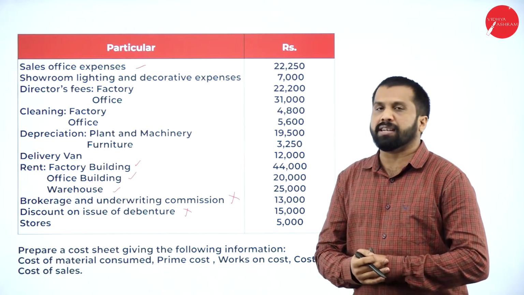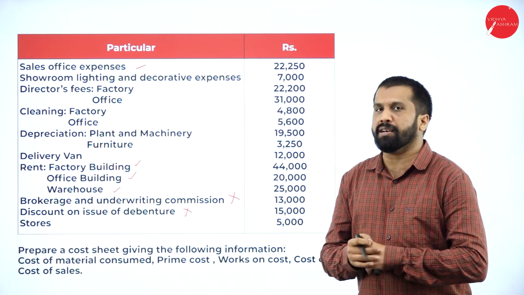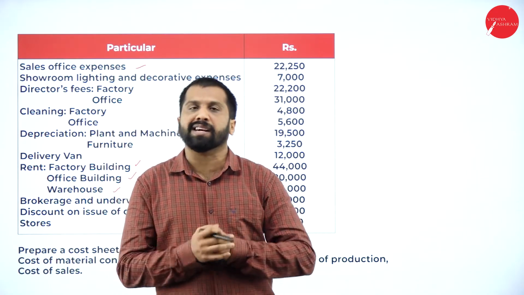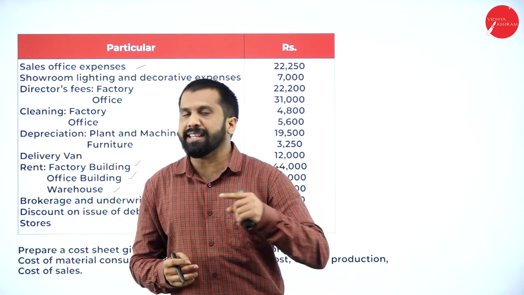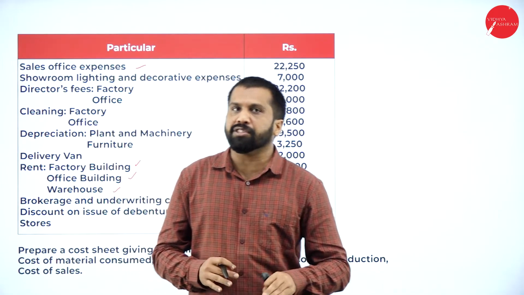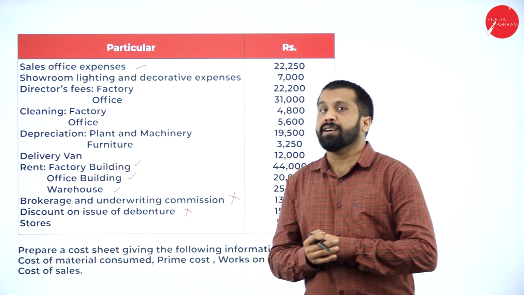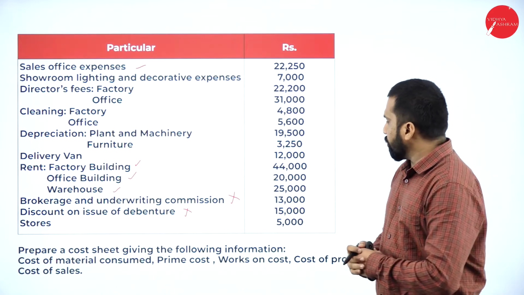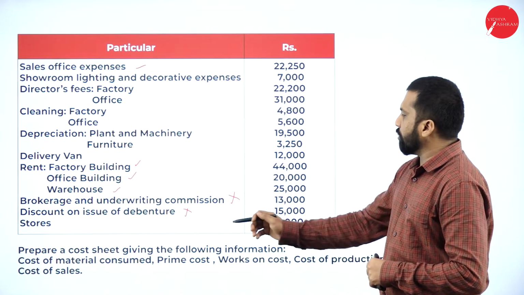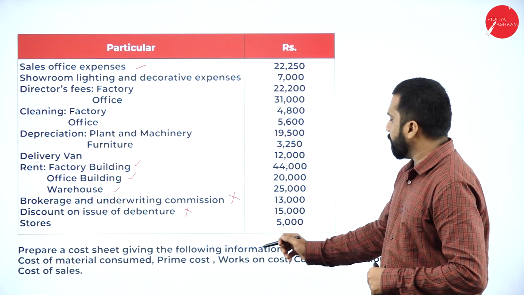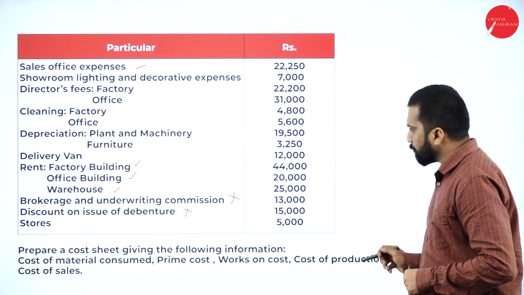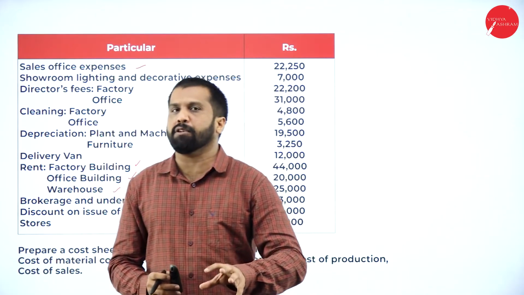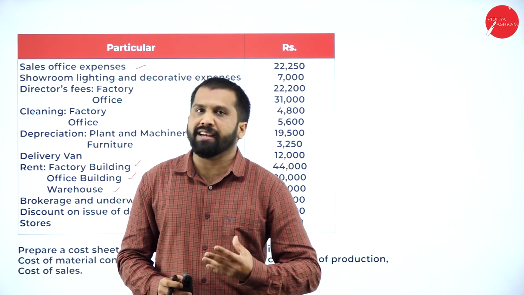Stores, normally it comes under factory. Hope you are clear. There are two things are there. Finished goods are kept. That storage comes under selling and distribution. If nothing is mentioned, means stores we consider as factory. Clear? We'll see. Prepare cost sheet given the following information. Cost of material consumed, prime cost, work cost, cost of production, and cost of sales. These are the information you are supposed to find out.